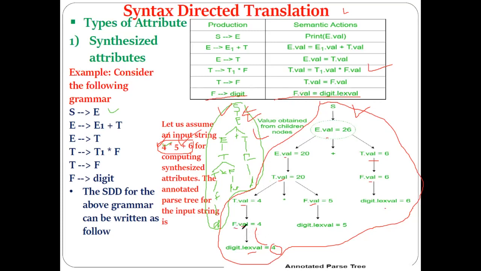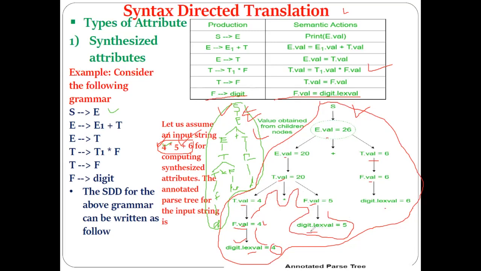Now for f dot value, what is the children node? Digit dot lex value. So f dot value gets its value from the child, digit dot lex value. That's why f dot value becomes 4. Accordingly, we go on traversing. For the t dot value, you take the value from its child f dot value. Like this, we go on traversing as a part of the syntax directed translation.